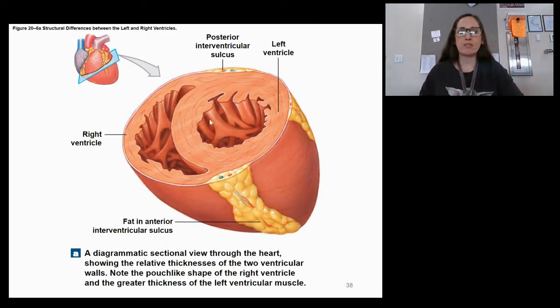Again, comparatively speaking, that left ventricle is going to be much thicker, have much more myocardium than the right ventricle. And again, that's because the left ventricle is part of the systemic circuit, and the right ventricle is part of the pulmonary circuit. The right ventricle only needs to pump blood to the lungs, which are on either side of the heart. The left ventricle has to pump blood through the whole body. So it definitely needs to be thicker and have more muscle cells in order to do that.